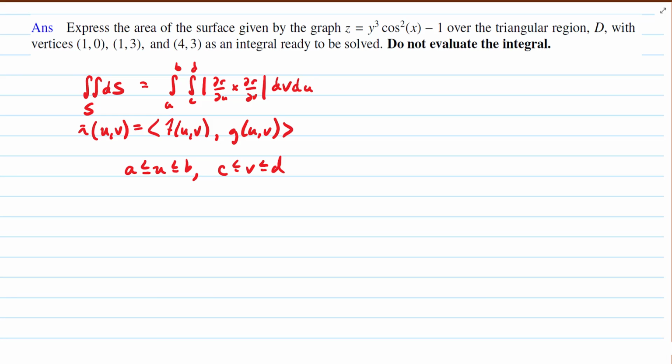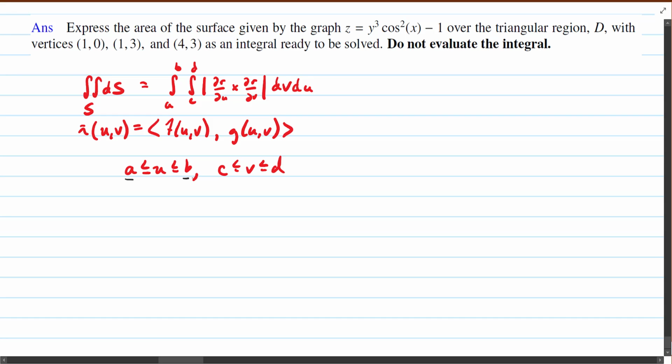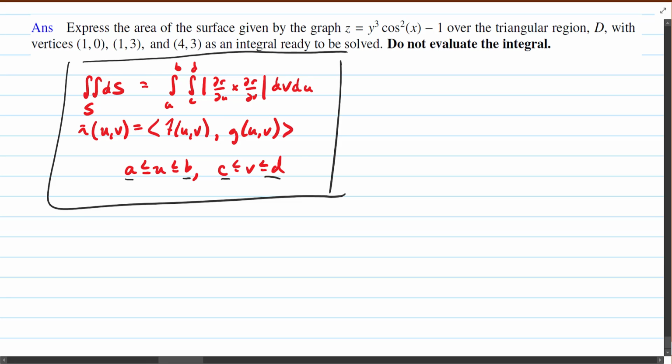The only other thing to say is that this is assuming that we've got a nice rectangular region in our uv space for our parameterization, but in reality one of these bounds may be functions like we saw in some of our other double integrals, and that will be the case in this problem. So with that as a guide, let's go ahead and tackle this problem.